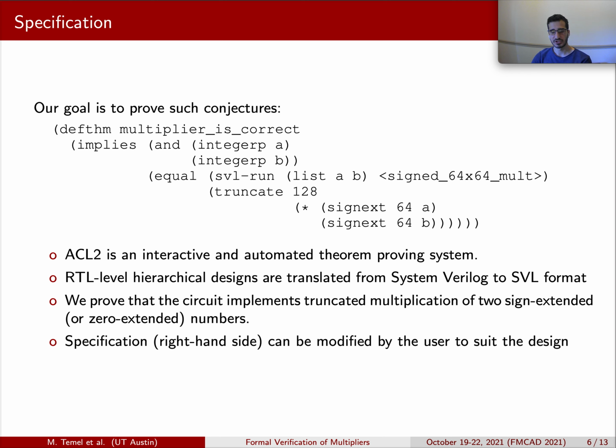Then we state a correctness conjecture for a multiplier module as stated here. Defthm is a commonly used event to tell ACL2 to prove conjectures. On the left-hand side, we have the symbolic simulation of the circuit for variables A and B. On the right-hand side, we see the specification. Users can change the specification to fit the design. For example, we can add another number to make it a specification for a multiply accumulate.